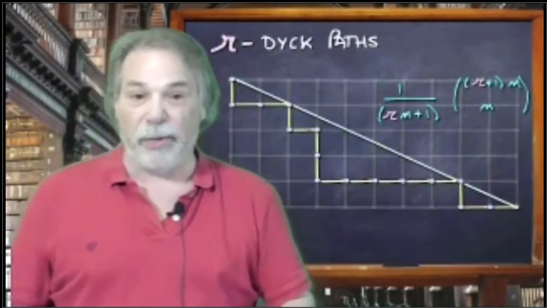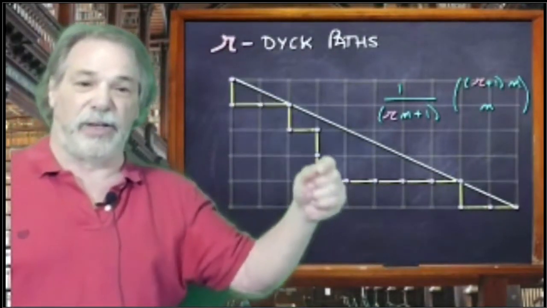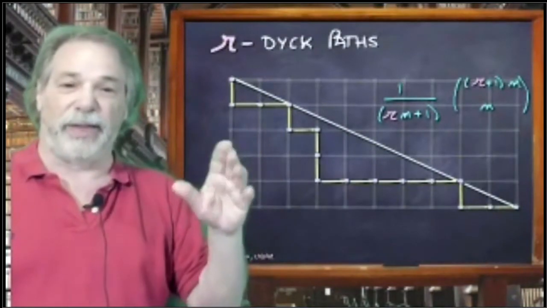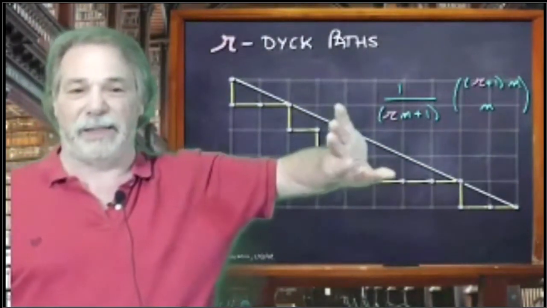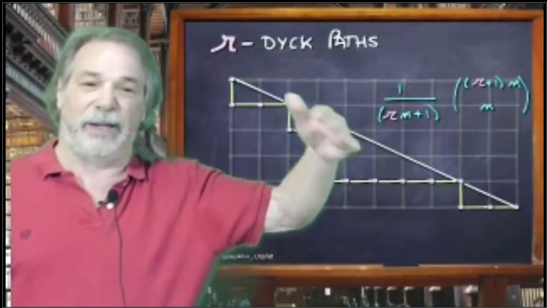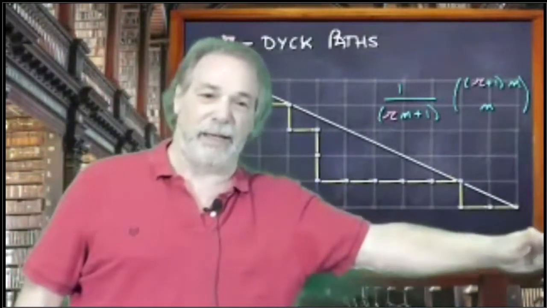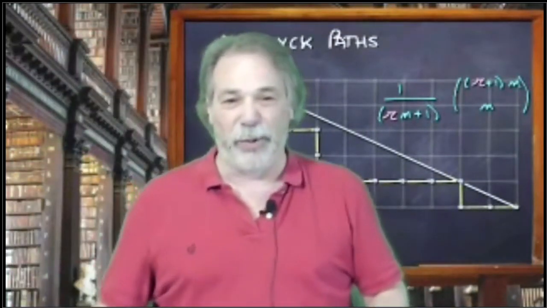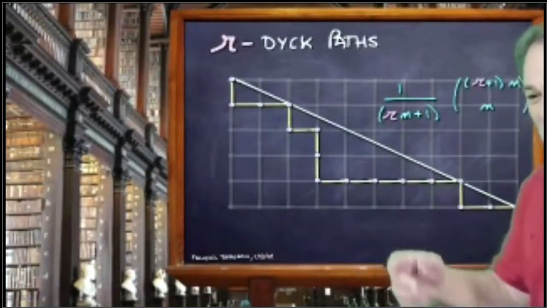Now there are analogs of Dyck paths. Now I'm going to draw them in a different way. So I'm going to turn them like this. And so the horizontal line is now like this. So you have to look at all this like this to recognize what we had before.